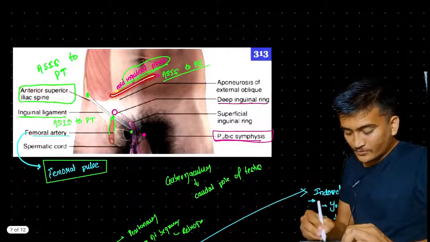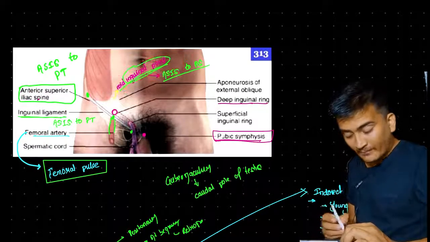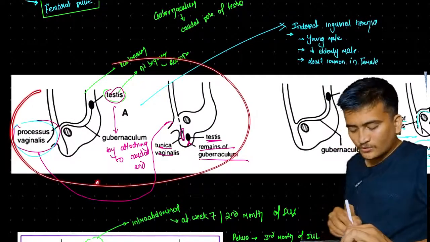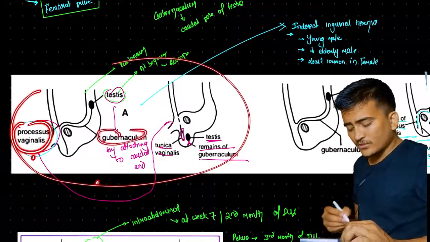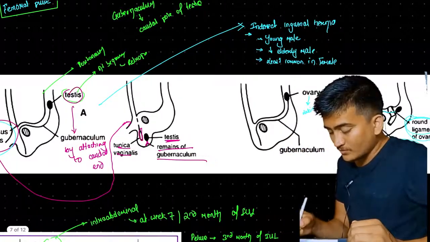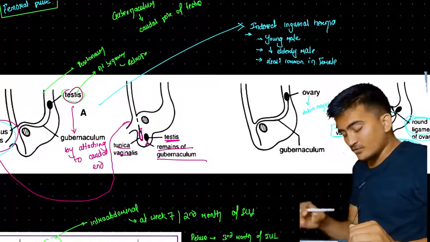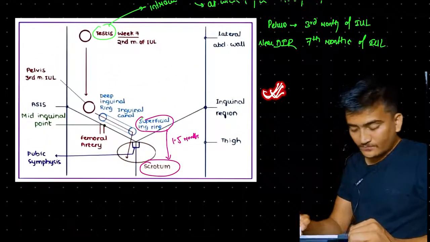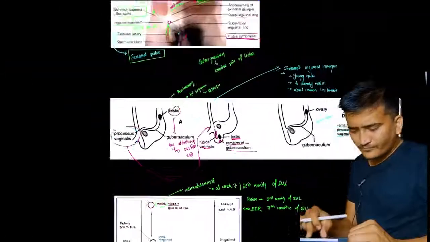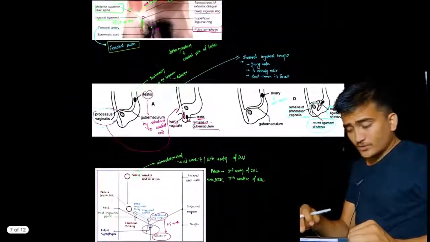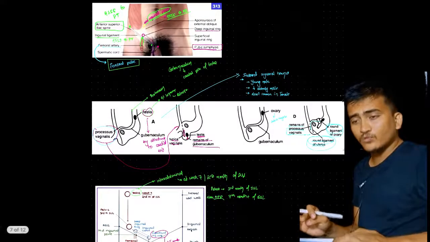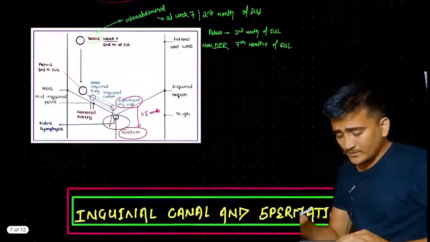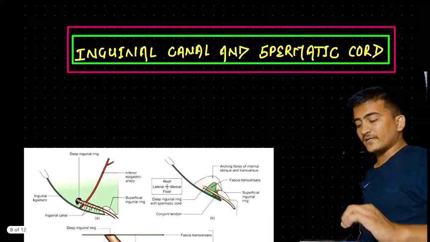We talked about the difference between the mid inguinal point and the midpoint of the inguinal ligament, right? We talked about the descent of the testis. We talked about the processus vaginalis. We talked about the gubernaculum, how it is pulling down the testis. Similarly we talked about the descent of the ovaries into the labia majora, right? Similarly we just mentioned this in diagrammatic representation, right? Now this was all about the inguinal region and femoral region. So the next topic that we will be discussing is the inguinal canal and spermatic cord.